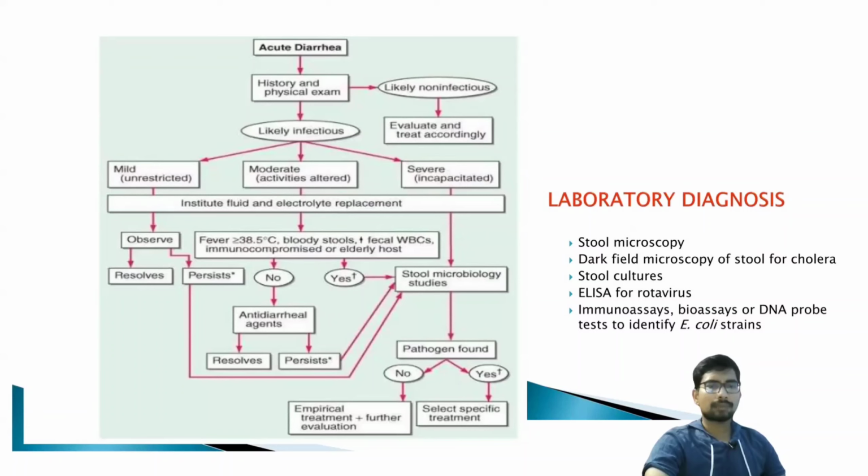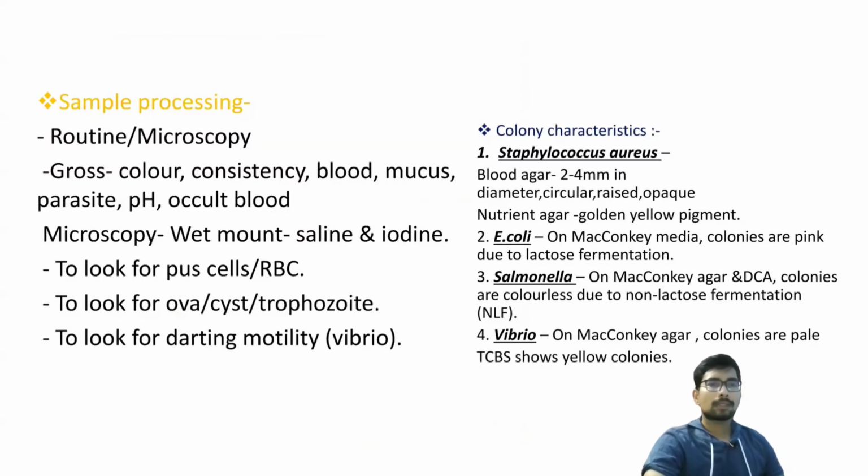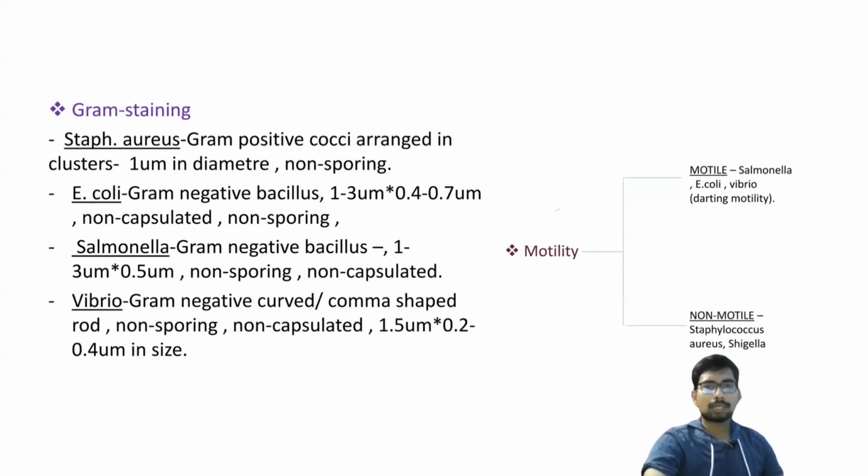If there is fever of more than 38, or bloody stools, or fecal WBCs, we can go with microbial studies, and based on that we can give empirical or specific treatment. Routine microscopy: look at gross color, consistency, mucus, parasites. Microscopy with saline and iodine: look for pus cells, ova, cysts, trophozoites, and darting motility in the case of Vibrio. Colony characteristics of Staphylococcus, E. coli, Salmonella, and Vibrio each will be different.